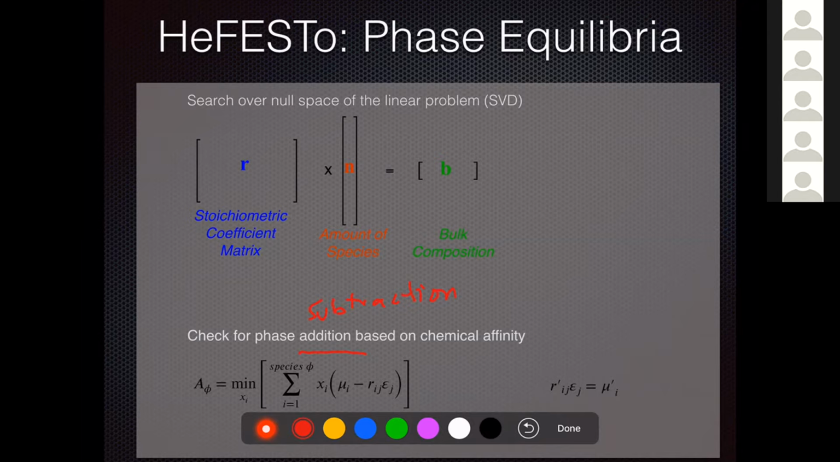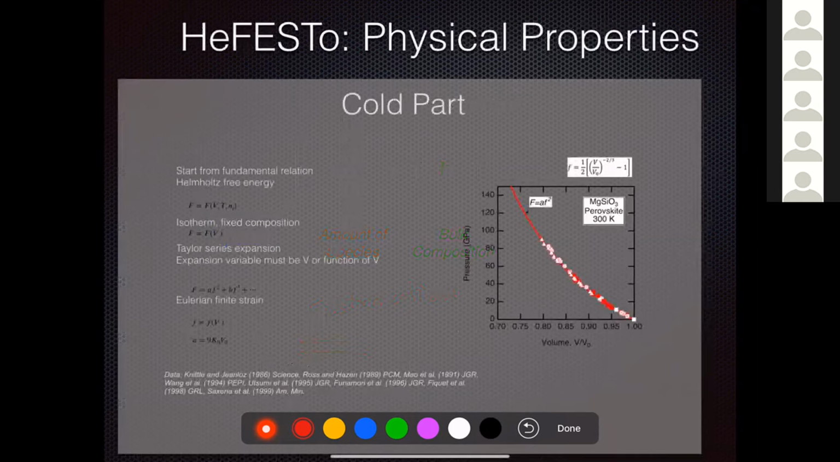An old version of the code did this by quasi-Newton iteration. It no longer does that. And you're trying to solve this problem as efficiently as you can. Now, that's the part that has to do with the phase equilibria. What I'm not going to show you right now, but it wasn't on that summary slide, is that you can relate the Gibbs free energy just as much to the physical properties as you can the Helmholtz free energy thermodynamic potential.